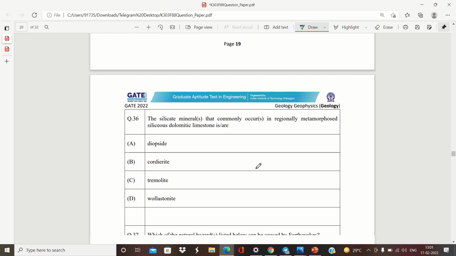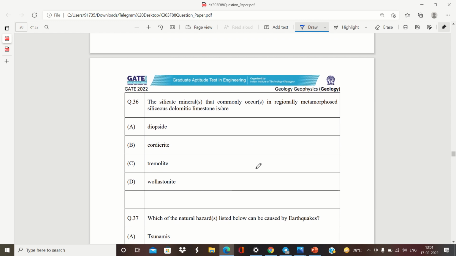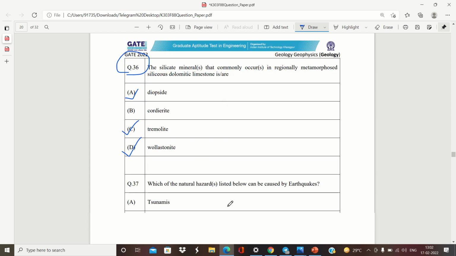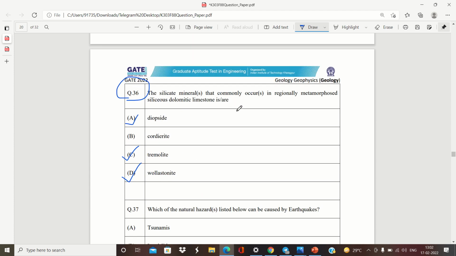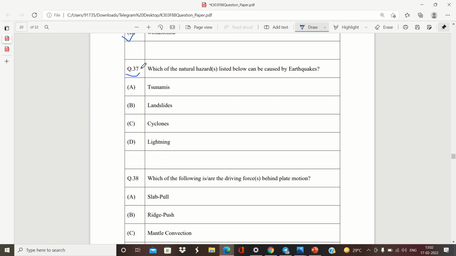Then another question is, the silicate minerals that commonly occur in regionally metamorphosed siliceous dolomitic limestone. This is a multiple select type question. So here diopside, tremolite and wollastonite, all of these three are found in the regionally metamorphosed siliceous dolomitic limestone. So this will be our right answer. For this you can visit books, or some research papers on the metamorphism of siliceous dolomitic limestones.